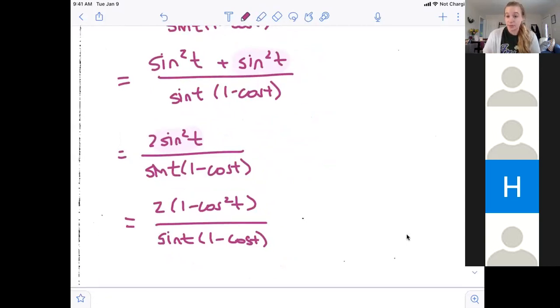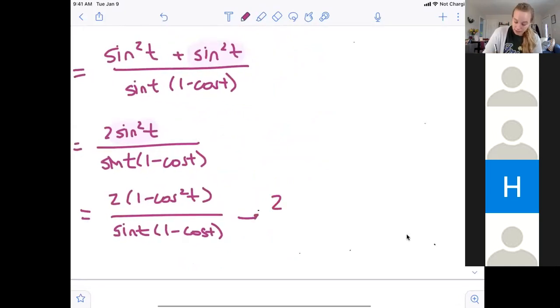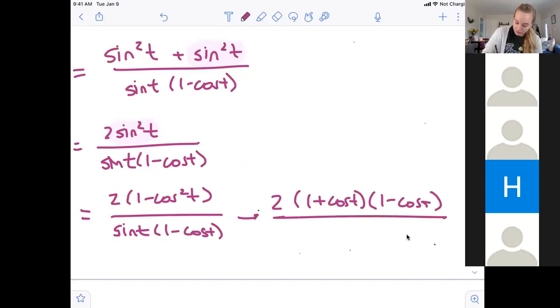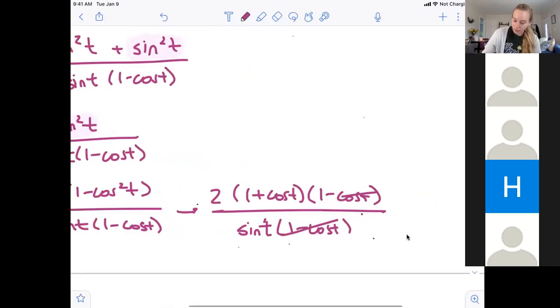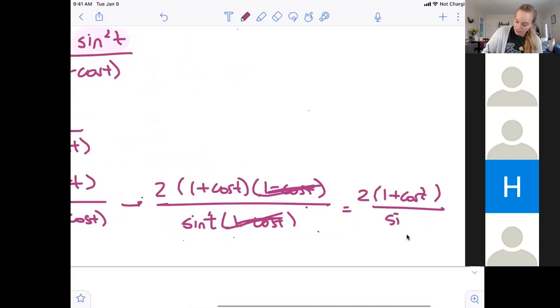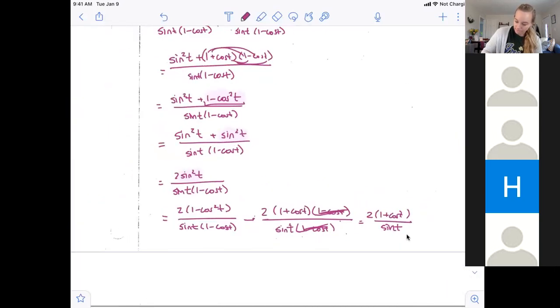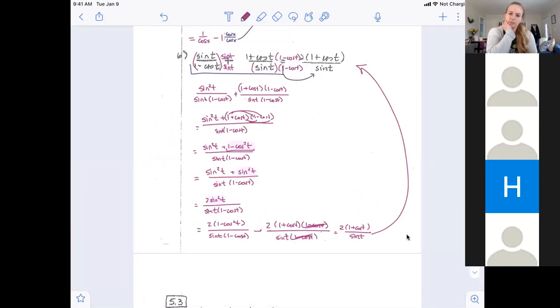And then the last thing I would do is unfactor 1 minus cosine squared to be 1 plus cos t, 1 minus cos t. And that's where we're able to cancel your 1 minus cos on top and bottom to get where we want it to equal 2 times 1 plus cos t over sine t. Okay. Now I did that this way this class because I thought it would be easier, and it was way harder this way.